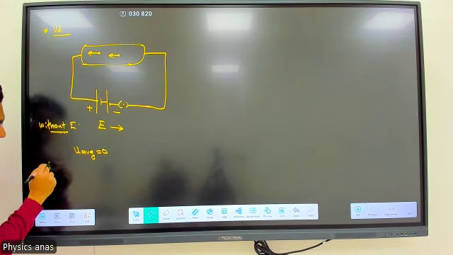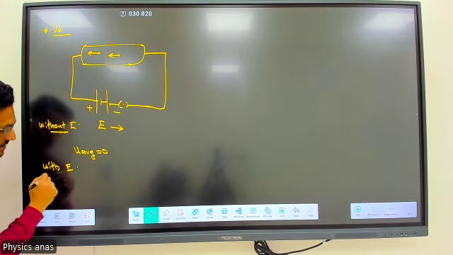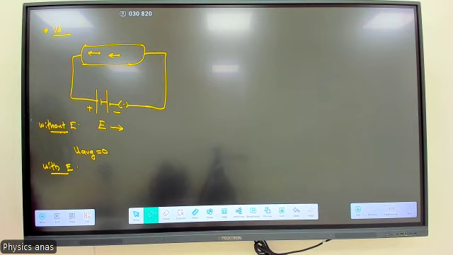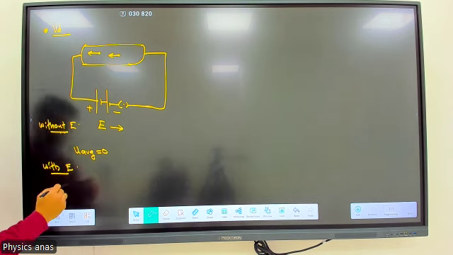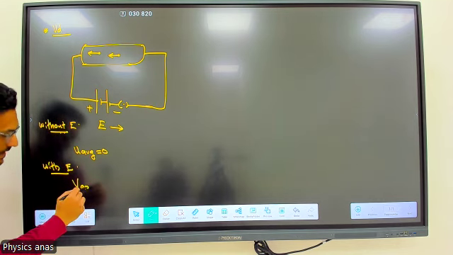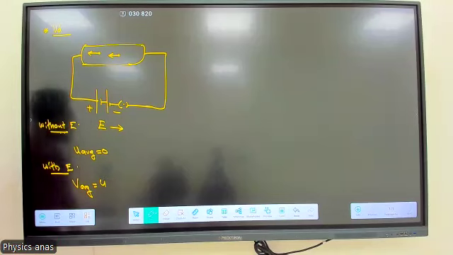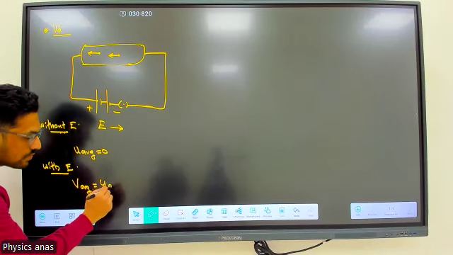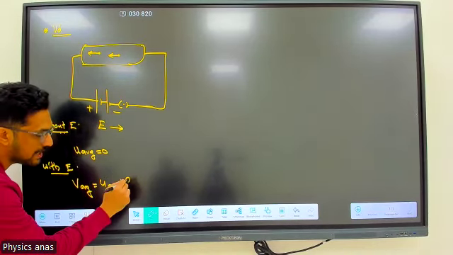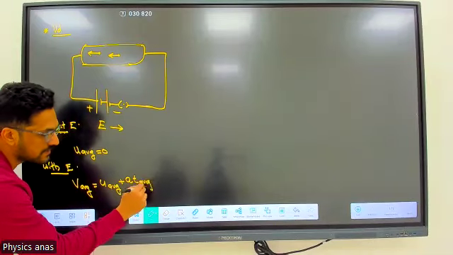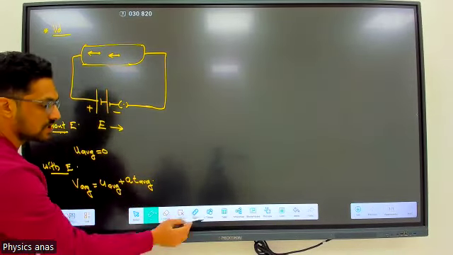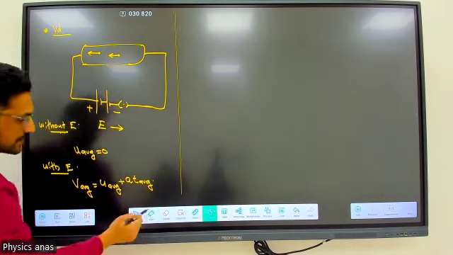Now, with the electric field. When an electric field is applied, the electrons will have an average velocity. Average velocity will not be zero. How to find that average velocity? Average velocity is V = U + AT, so V average equals U average plus A into T average. This is the equation with which you can find the drift velocity.